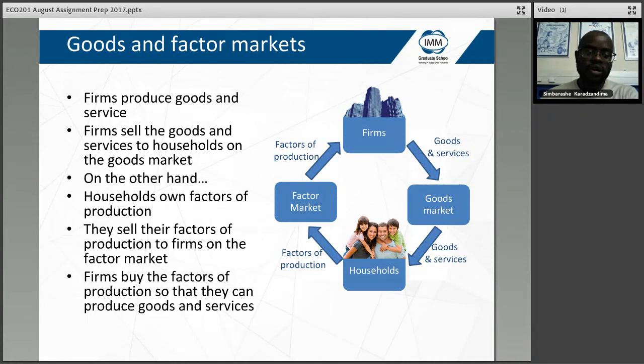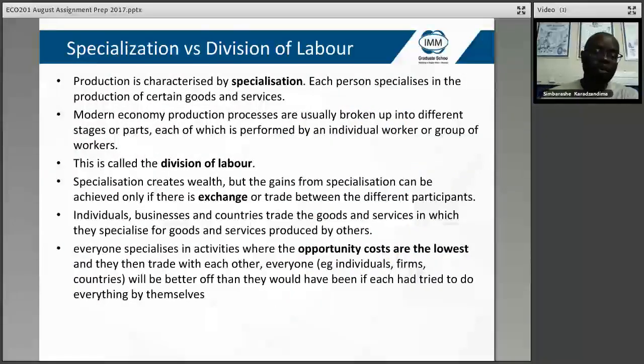When we now look at the flow of the income, when the households sell the factors of production, they are going to get an income in form of salaries and wages, interest, and so forth. That is the same income that they are going to use to buy goods and services produced by the firms. The firms get an income in form of sales revenue, which they are going to use to buy the factors of production. Now we are moving in an anti-clockwise direction.